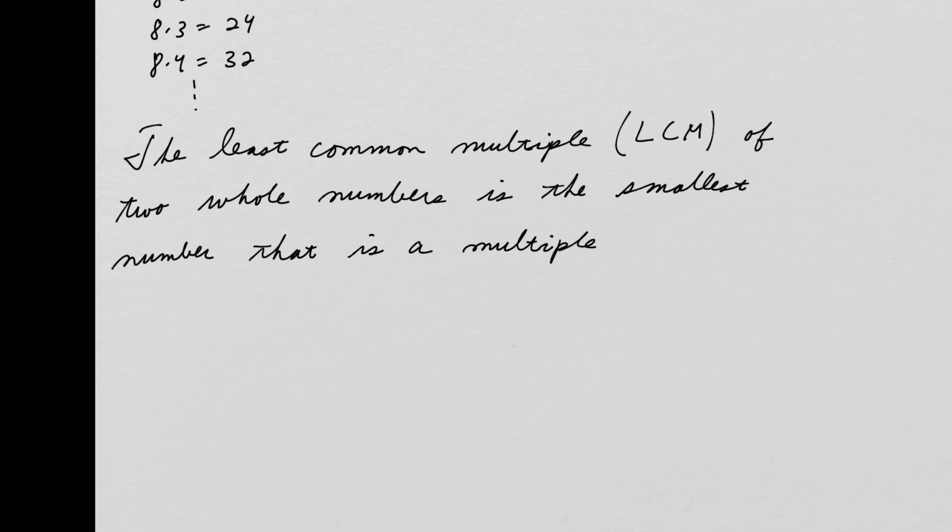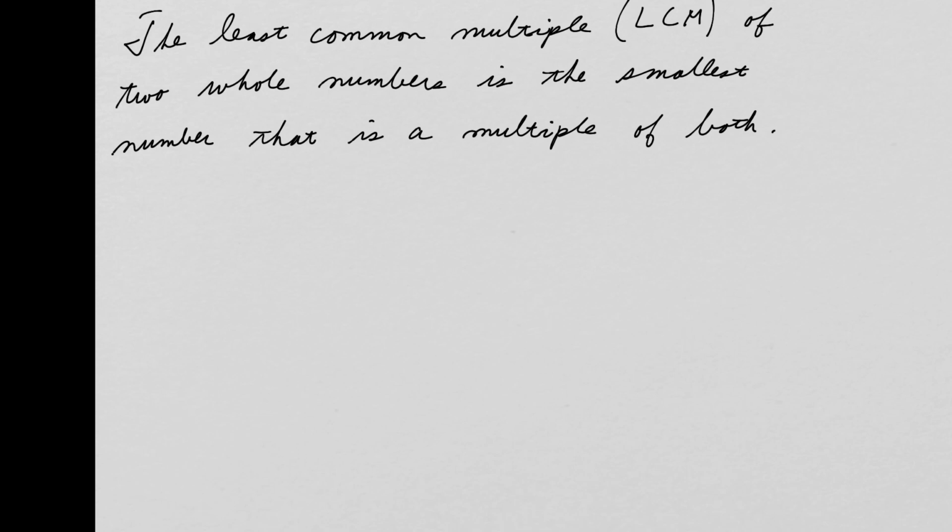So the least common multiple is the smallest number that is a multiple of both. For example, let's say I want to find the least common multiple, I'll just abbreviate LCM, of 10 and 15. I want to find the smallest number that is a multiple of both. You might be able to do this in your head, but let's actually find the multiples first.